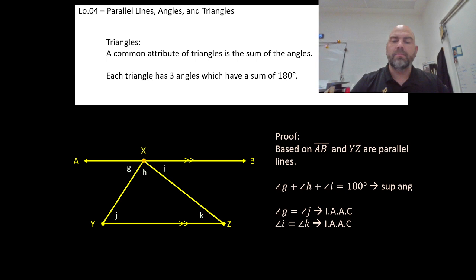congruent meaning equal, and so therefore we can now replace the G and the I in our equation with J and K. So our three angles, J, H, and K, which make up our triangle, have to be equal to 180 degrees because of the proofs that we have shown.